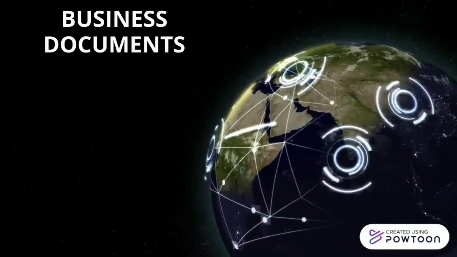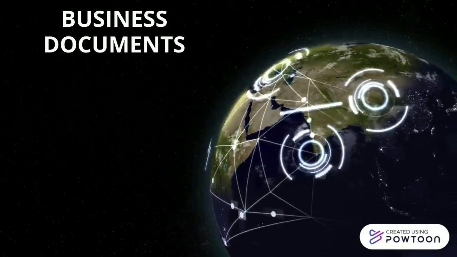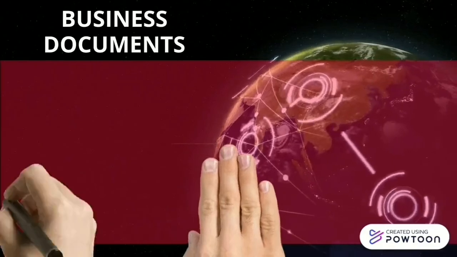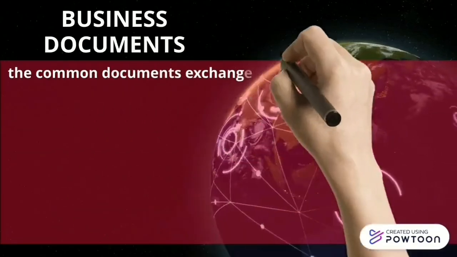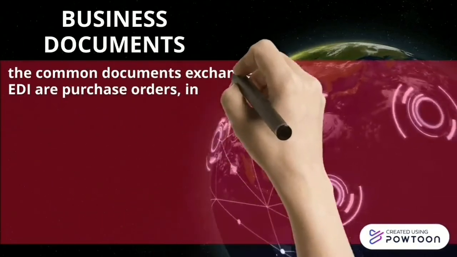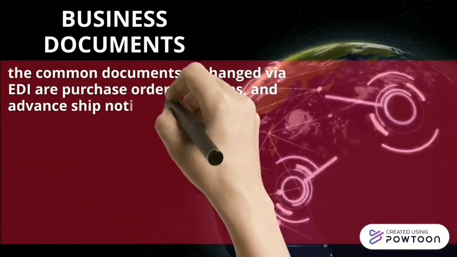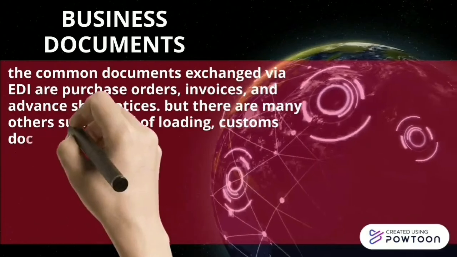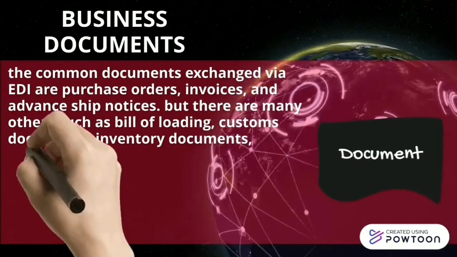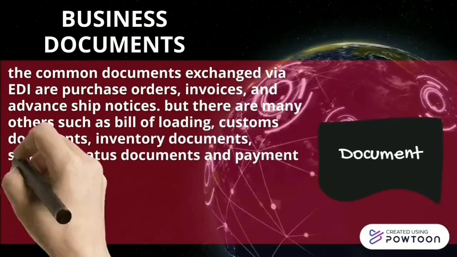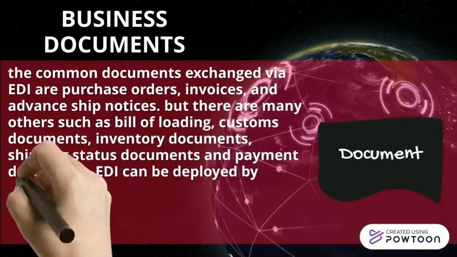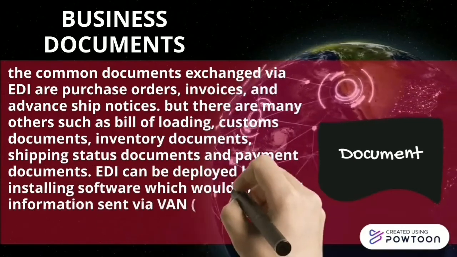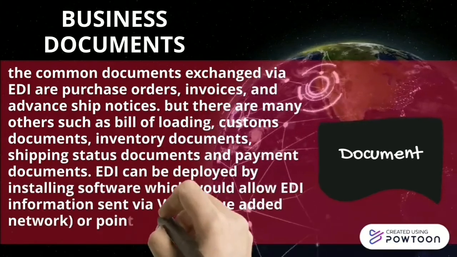Business documents. The common documents exchanged via EDI are purchase orders, invoices, and advance ship notices. But there are many others, such as bills of lading, customs documents, inventory documents, shipping status documents, and payment documents. EDI can be deployed by installing software which will allow EDI information to be sent via a VAN, Value Added Network, or a point-to-point connection.